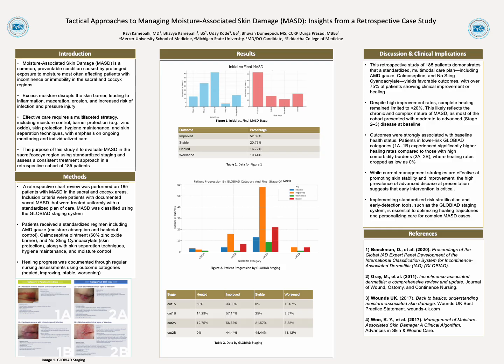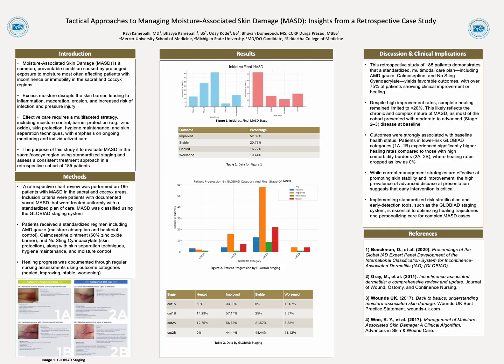Our primary aim was to evaluate MASD management using the standardized GLOBE-EAD staging system and assess the effectiveness of a consistent multimodal treatment approach in a large cohort of 185 patients. Now moving on to our methods.